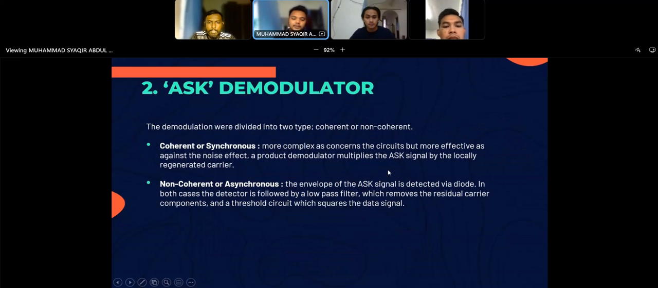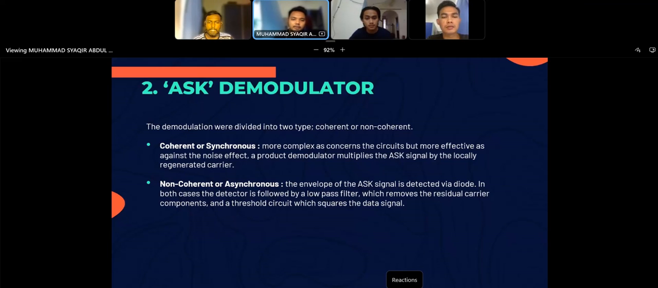Next is the ASK demodulator, or amplitude shift keying demodulator. The demodulation is divided into two types: coherent or synchronous, and non-coherent or asynchronous. The first type, coherent or synchronous, is more complex as far as the circuit is concerned but more effective against the noise effect. A product demodulator multiplies the ASK signal by the locally regenerated carrier.